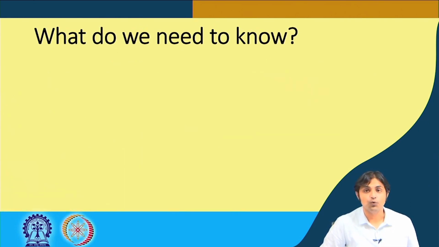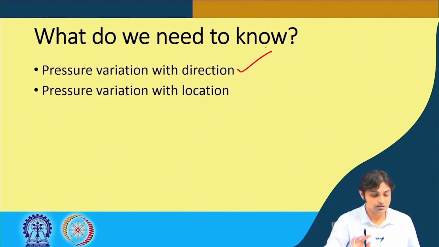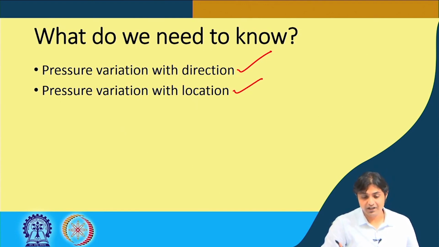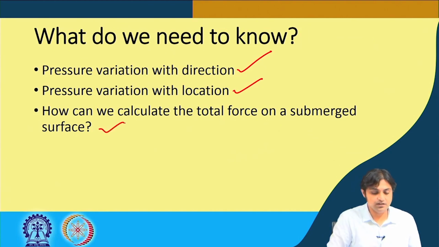What do we need to know while studying about pressure? We need to know the variation of pressure with direction. We also need to know pressure variation with the location. Direction is, say, at what angle theta for example, location is at what depth for example, and how are we able to calculate the total force on the submerged surface. Okay, so these are the 3 questions that we are going to answer today.